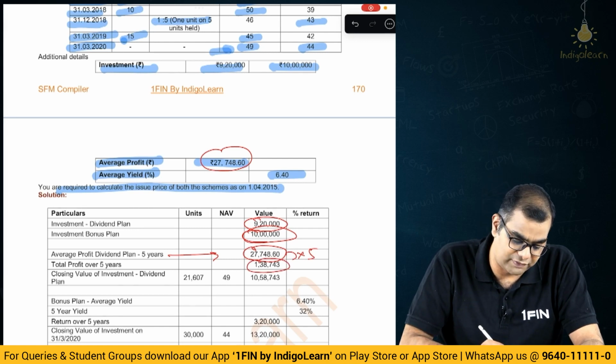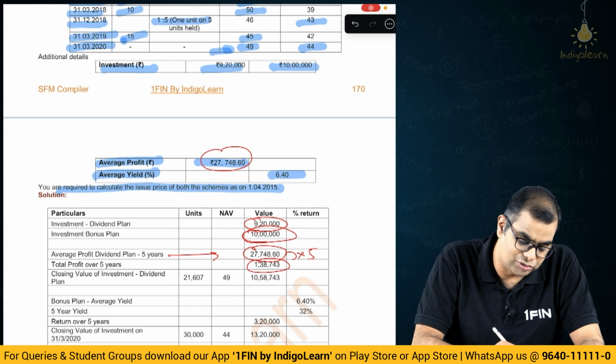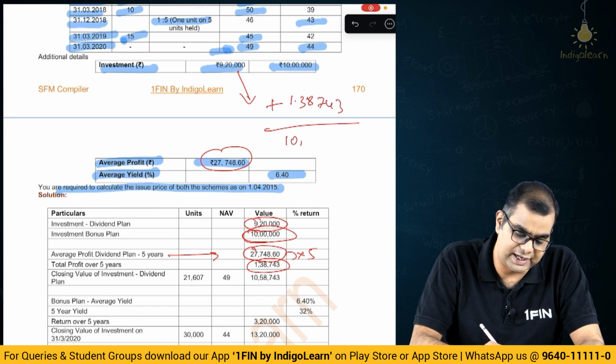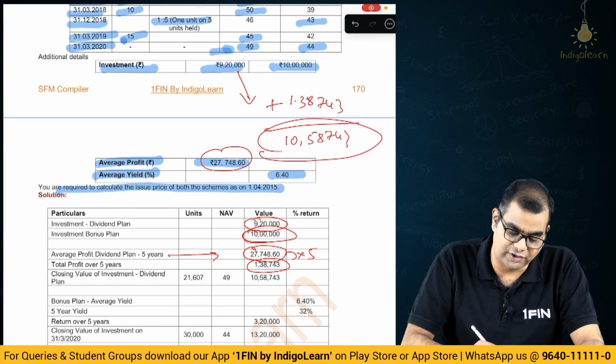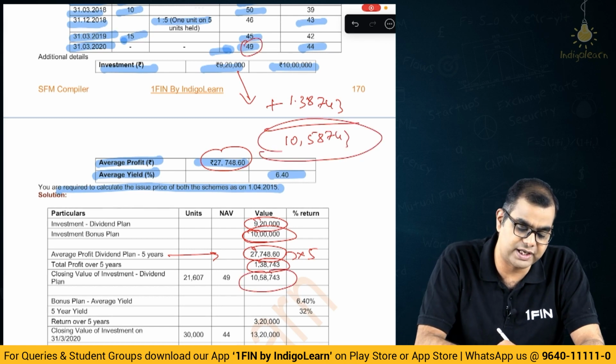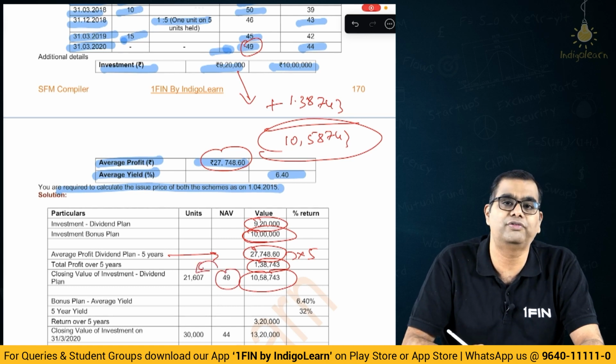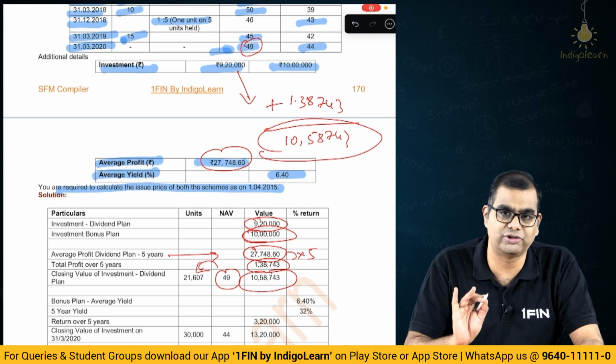If this is the total profit, the opening value of investment made is 9,20,000 plus you add 1,38,743. You get closing value of 10,58,743. So this is the closing value of the investment. From this closing value, you already know the closing NAV of 49. So you divide it by 49 and arrive at a closing unit count of 21,607. So you arrived at the closing unit count.